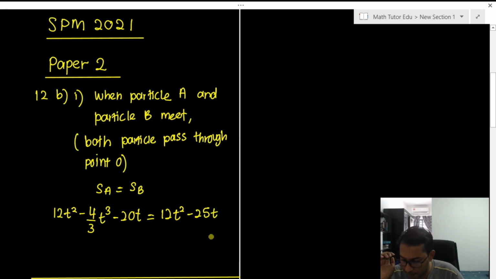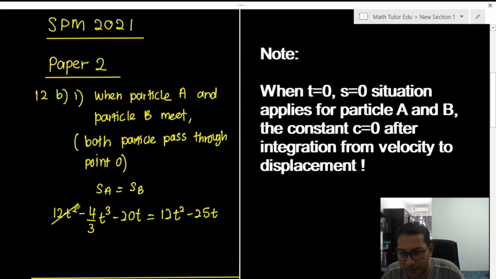For particle B, after we integrate the velocity of particle B, where it is equal to 24t minus 25, you integrate this and you get 12t square minus 25t. So on both sides of the equation you have 12t square and 12t square, so you can easily simplify them and cancel them out.